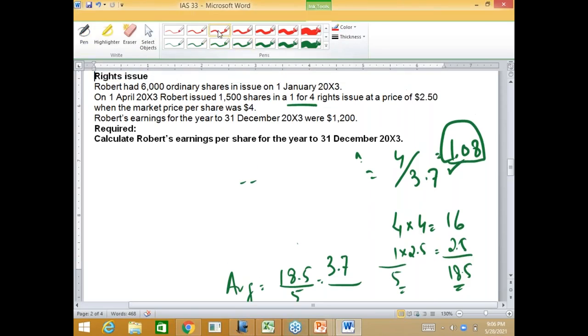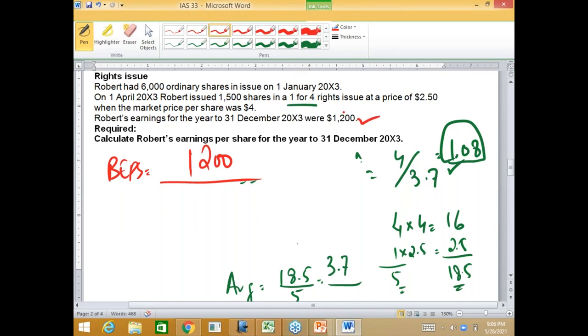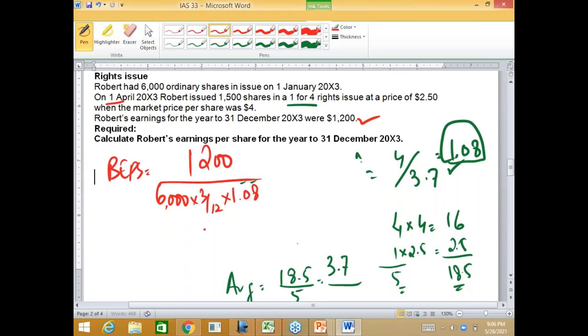Now let's solve this question. The earnings is 1200, and at the start of the year we have got 6000 shares. So first you need to proportionate these shares up to the date of rights. So the rights was issued on 1st April. So from 1st January to 1st April there will be 3 months, 3 by 12 into 1.08. So this is the bonus adjustment that we made on the shares before the issue of rights shares.